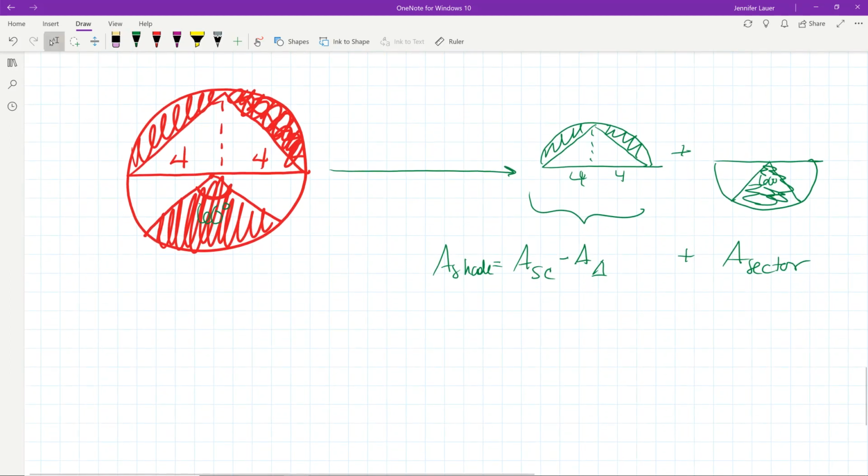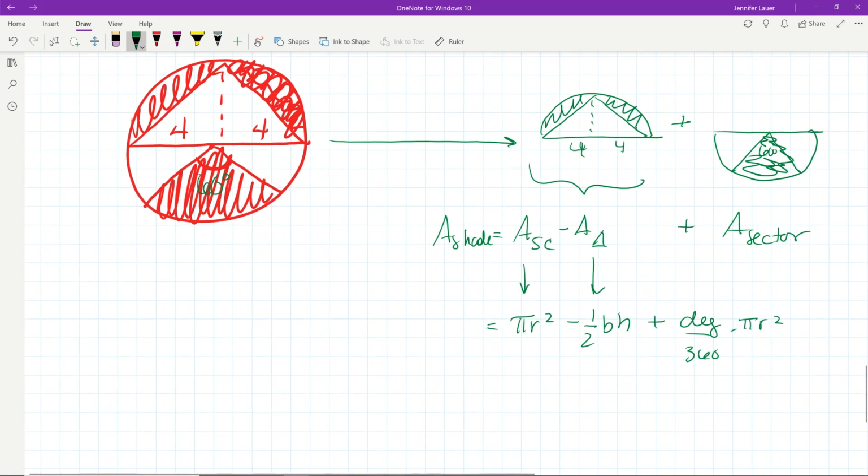We can do this because we've gone over each of these sections. The area of a semicircle is pi r squared over 2. The area of a triangle is 1/2 base times height. And the area of a sector is whatever degree you're dealing with over 360 times pi r squared. So let's actually put this in and see what we have.